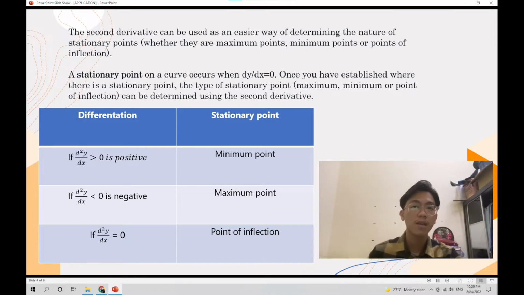So we look at the table below. If d squared y over dx squared is more than 0, it is positive and the stationary point is a minimum point. If d squared y over dx squared is less than 0, it is negative and the stationary point is a maximum point. If d squared y over dx squared is equal to 0, then it is a point of inflection.